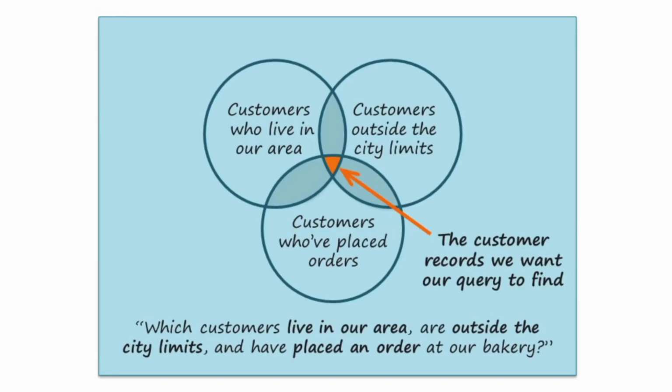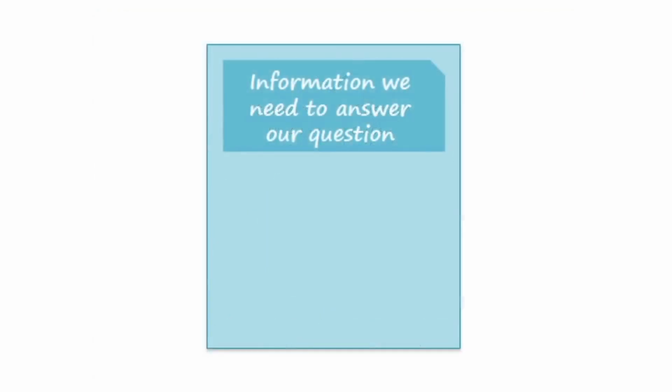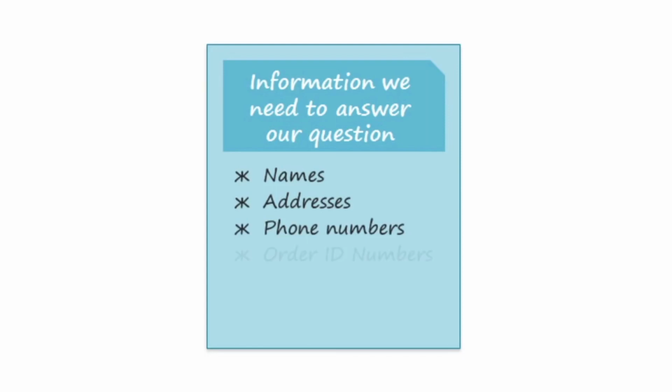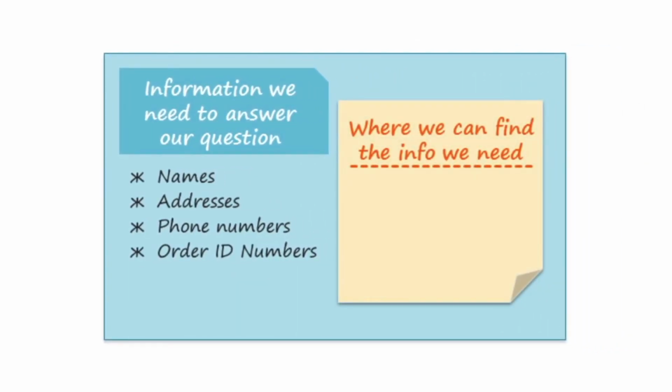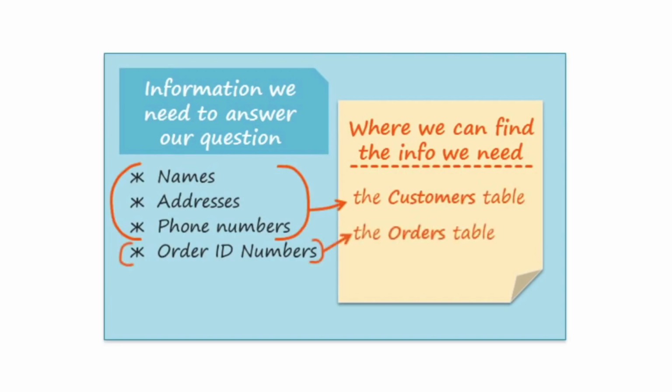The second step is to identify the information that we need. We'll need the customers' names and their contact information. And in order to know whether they've placed an order at our bakery, we'll also need to look at the order ID numbers. The third step is to locate the tables that contain the information that we need. In this case, the customers' names and contact information are stored in the customers table, and the order ID numbers are stored in the orders table. So that means we need both of these tables in our query.